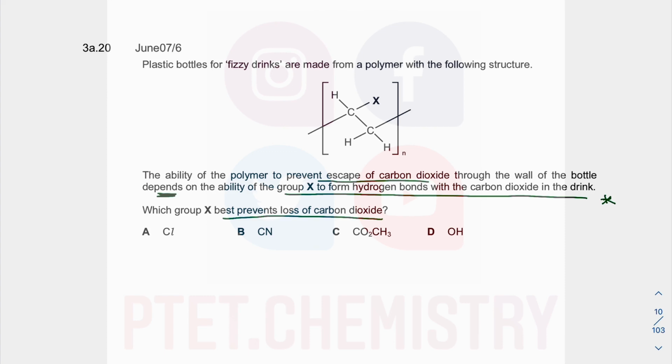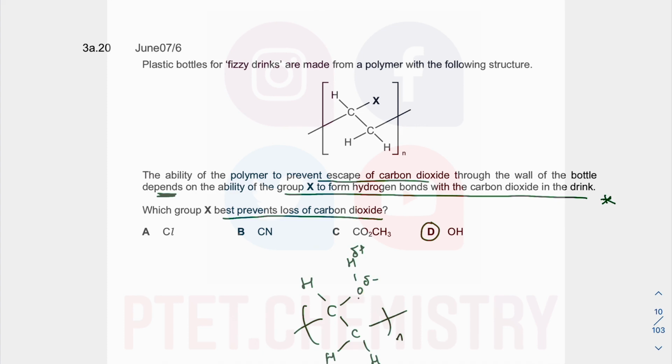So if you read the question, it's saying which one can form hydrogen bond with the carbon dioxide in the drink. So if your polymer can form hydrogen bond with the carbon dioxide, it will prevent the loss of carbon dioxide. And out of all of these, it's got to be OH. Because when you have OH, I'm just showing part of the polymeric chain, you will have delta minus and delta plus. You have a hydrogen bonded to a highly electronegative element, such as oxygen, nitrogen, or fluorine.